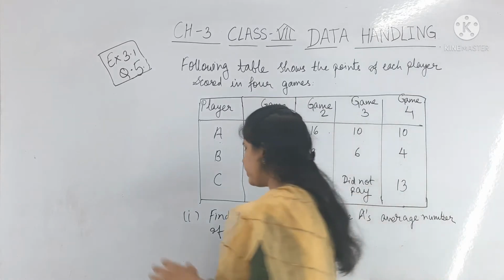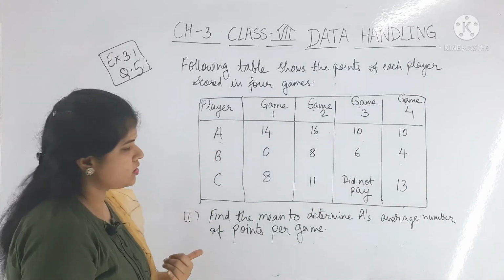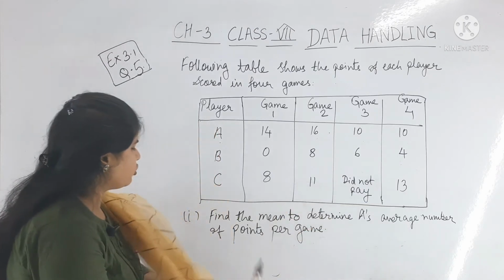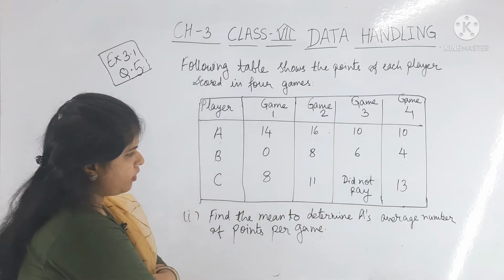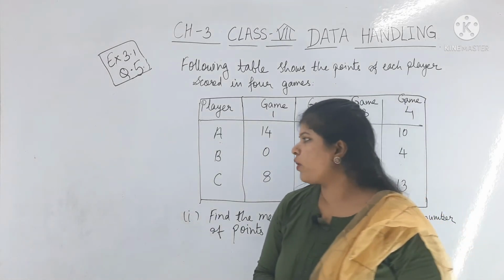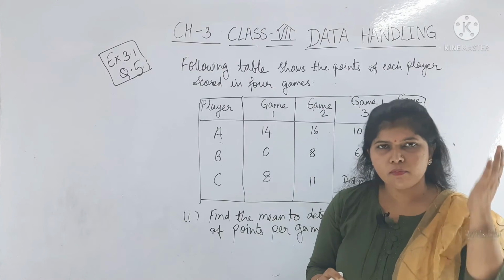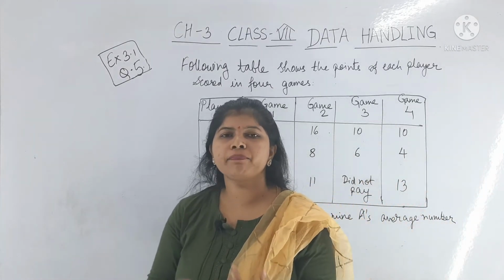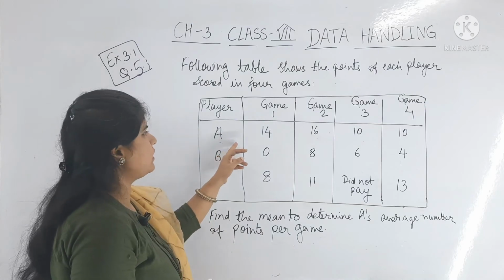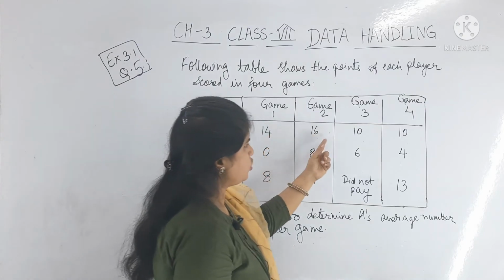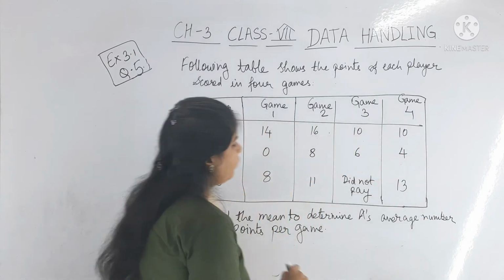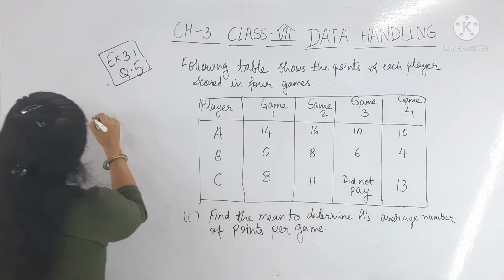So in the first part we have to answer the following questions. The first part is to find the mean to determine A's average number of points per game. For average number, we have to find the mean. For mean, we know that it is the sum of all observations divided by the total number of observations. For A, you can see that the total number of observations is 1, 2, 3, 4, and we have to sum these numbers. Okay, it's easy.